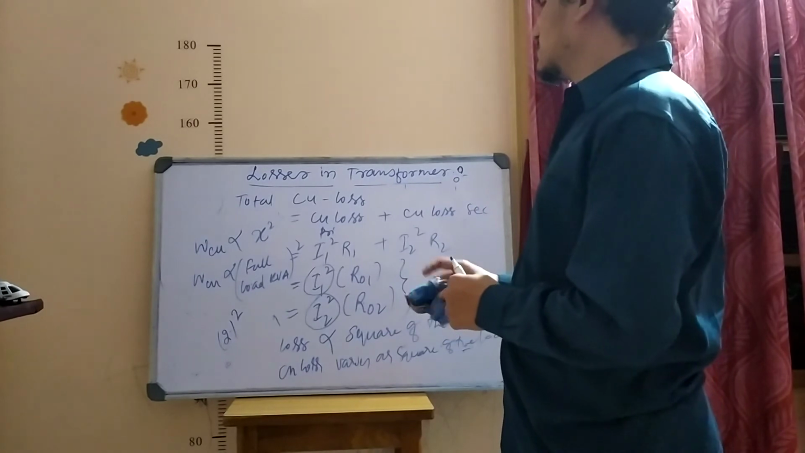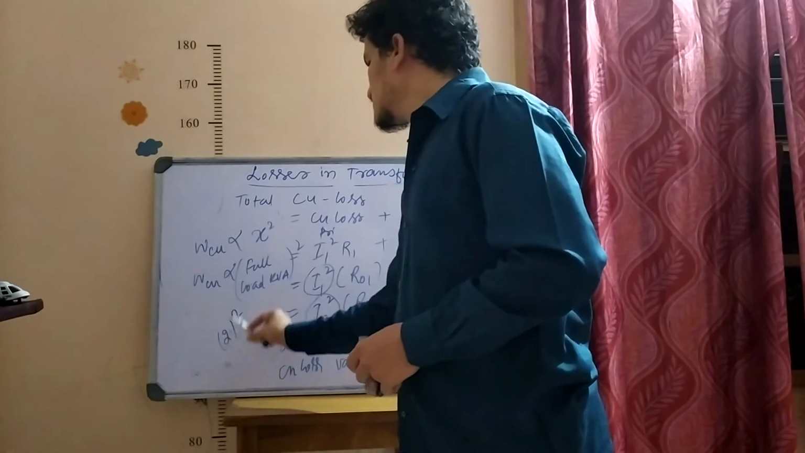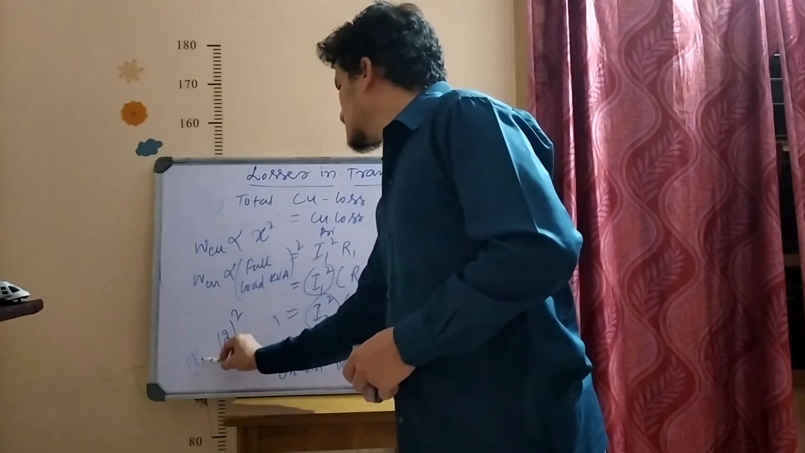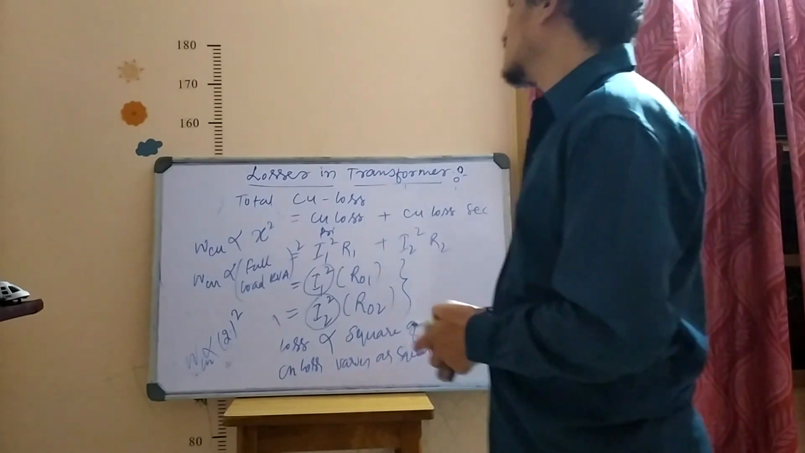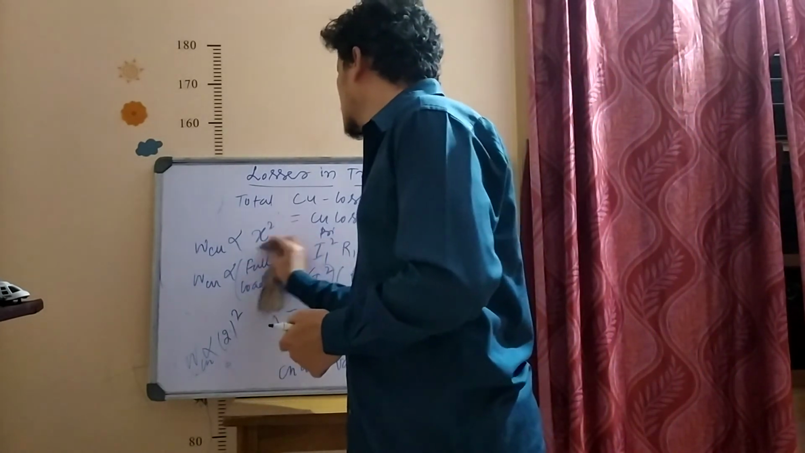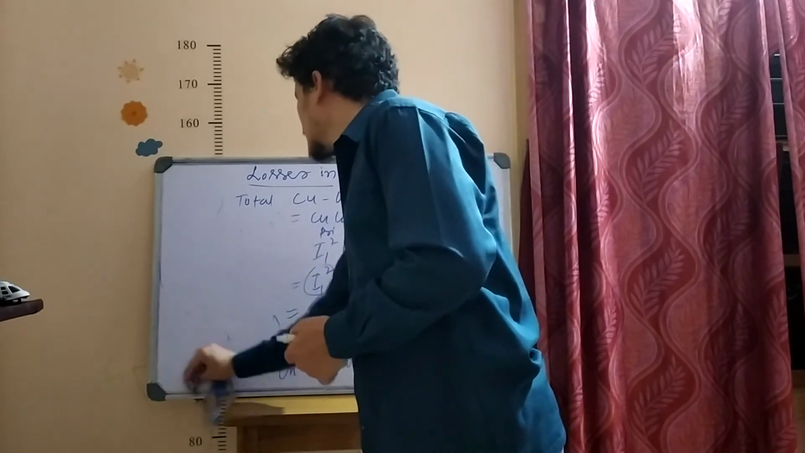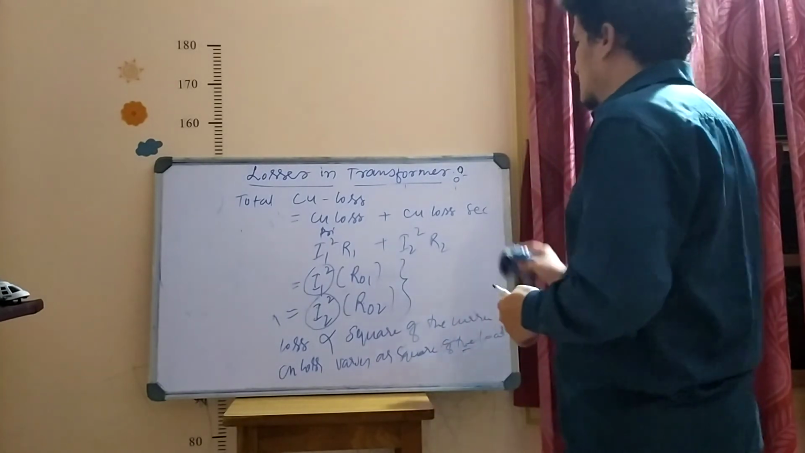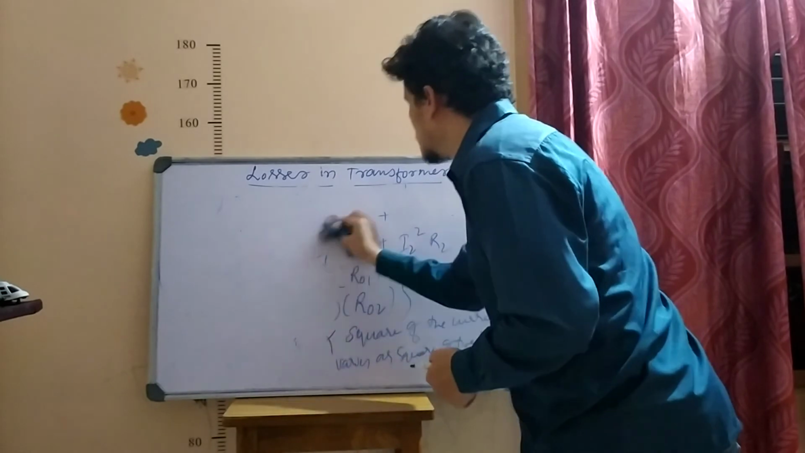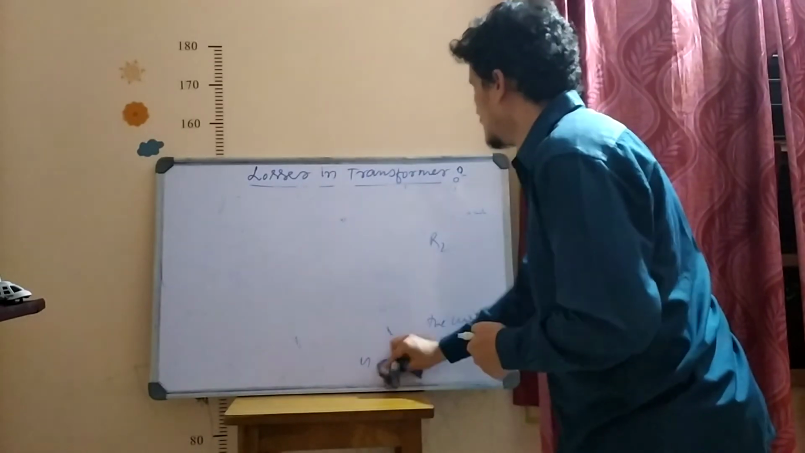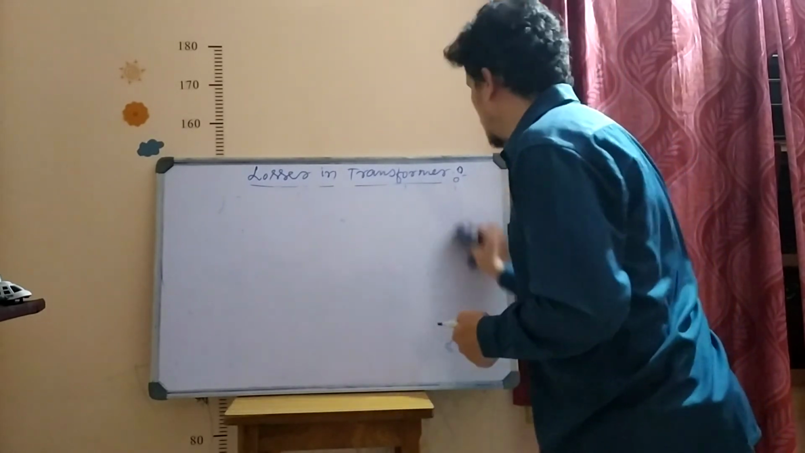If full load kVA is 2, it is directly proportional to the square of X. So I will clarify this in the next numerical problems. You may not understand it right now. Okay, fine. So now this is about the copper loss. Similarly, you have understood what R01 and R02 are.